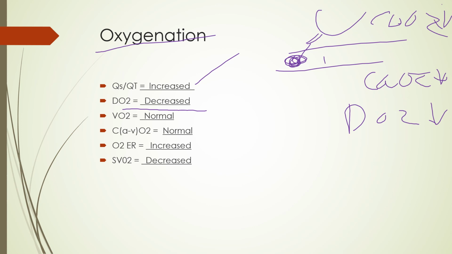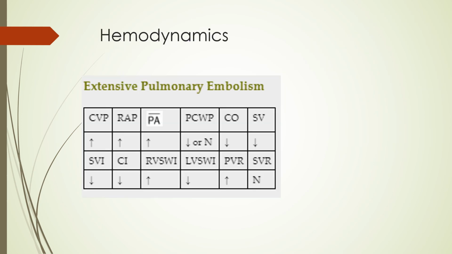Their oxygen consumption, their metabolic rate, should be normal unless they go into some sort of severe metabolic acidosis from hypoxemia. That's a whole separate thing, but with a regular PE, their metabolic rate should be normal. O2-ER is increased because the DO2 is low. Venous saturation is decreased because O2-ER is increased because DO2 is low. Broken record. All right, hemodynamics.